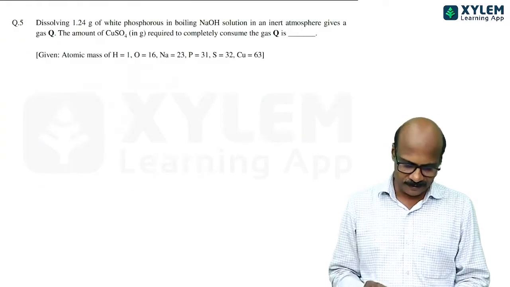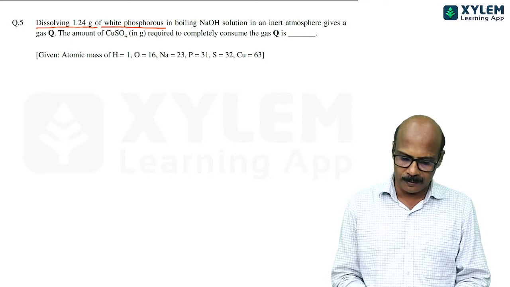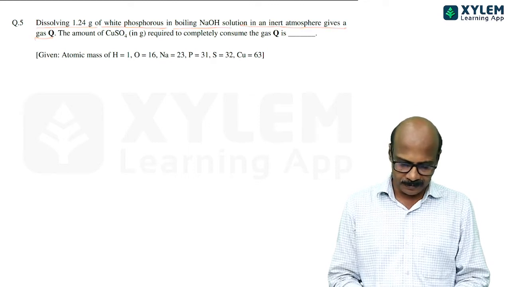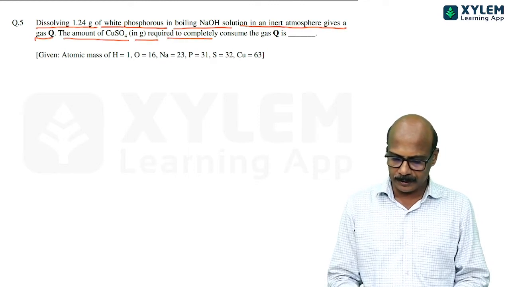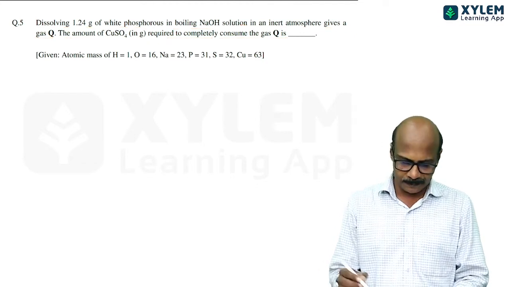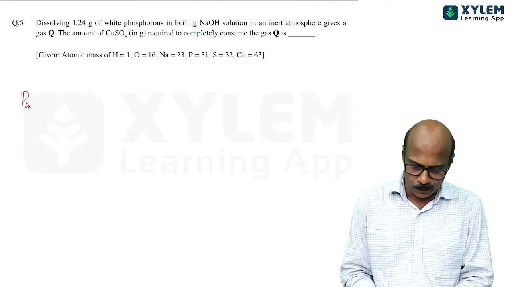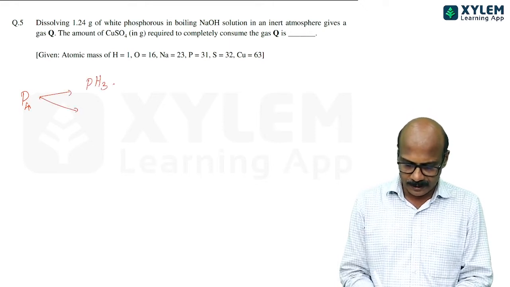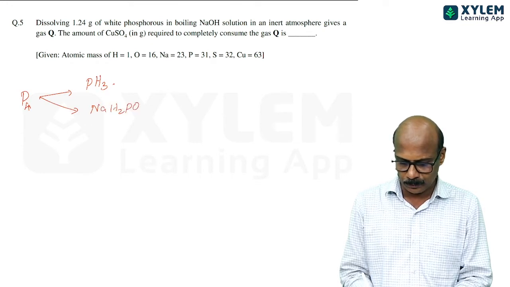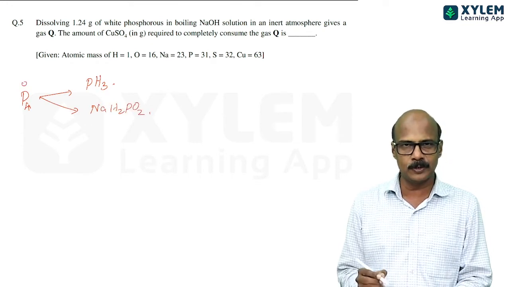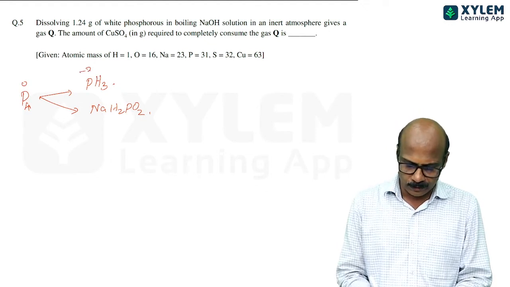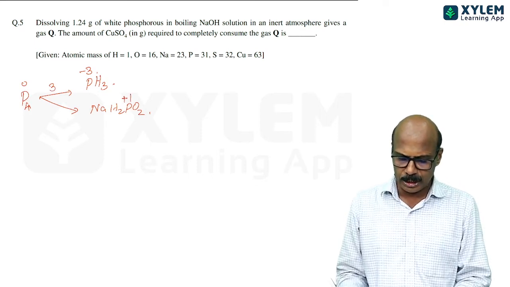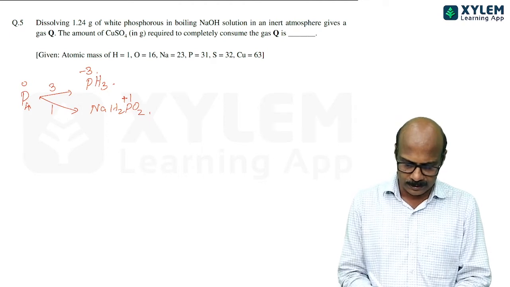Now let me introduce the fifth question. Dissolving 1.24 gram white phosphorus in boiling NaOH solution in an inert atmosphere gives a gas Q. The amount of CuSO4 in gram required to completely consume the gas Q is? You know that white phosphorus undergoes disproportionation with alkali and you will get poisonous phosphine gas along with NaH2PO2. From elementary phosphorus, that is zero oxidation state, to phosphine, the change in oxidation state is 3. And when it is transformed to NaH2PO2, the change in oxidation state is 1.